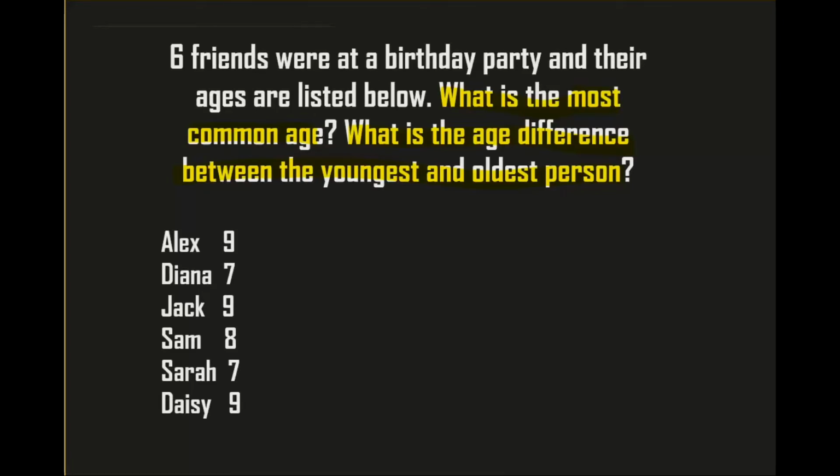So now what we'll do is we will highlight 6 friends because that's how many people we have. So now let's take a look at the ages of the friends. We have Alex, who's 9 years old. Then we have Diana, who's 7 years old. Then we have Jack, who's 9 years old. Then we have Sam, who's 8 years old. Then we have Sarah, who's 7 years old. And then finally we have Daisy, who's 9 years old.